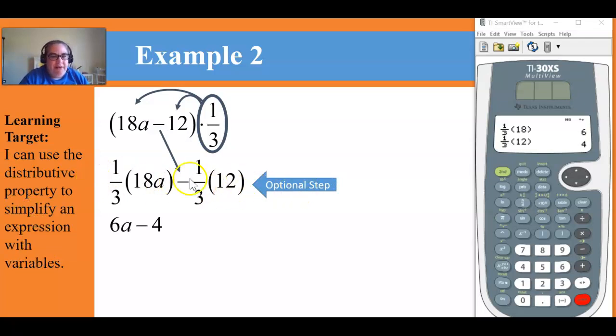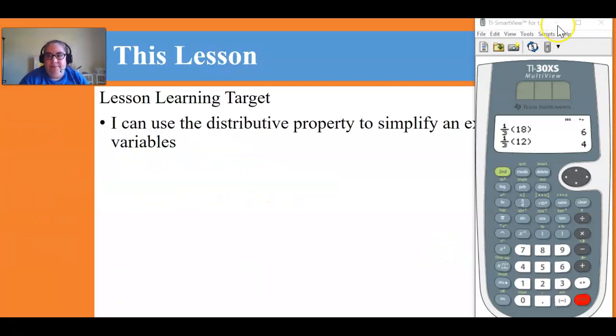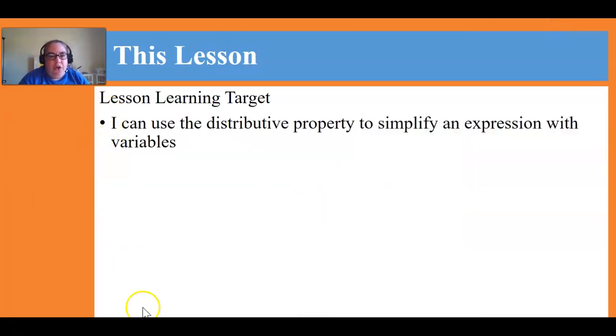And just a reminder, that is your intermediate step. As you get more comfortable with the distributive property, you're going to start skipping that step, and that's absolutely fine. If you're not ready to skip that step, that's okay too. When you're ready, then you will. So hopefully in this lesson you have learned how to use the distributive property to simplify an expression with variables.